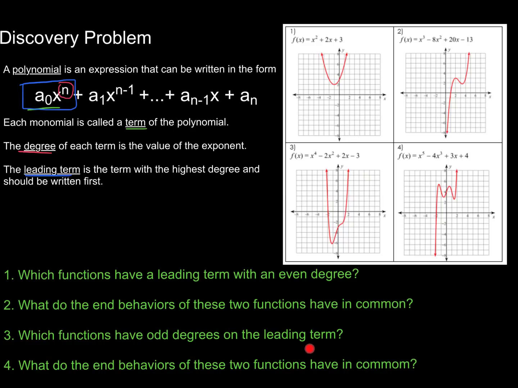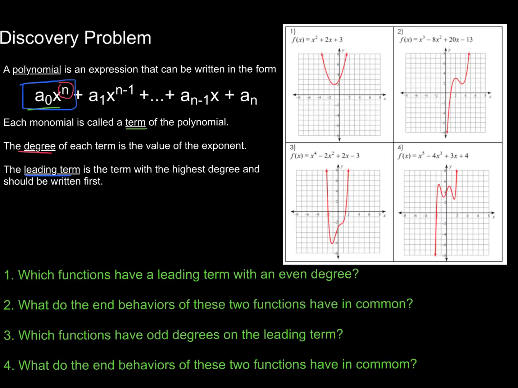For the functions with odd degrees in the leading term, the cubic and the quintic, we notice that the end behaviors of these 2 functions are different from one another. So whatever's happening as we move to the end of the function on the left is going to be the opposite as we move towards the end of the function on the right. Here it's decreasing, getting more and more negative, and over here it's getting more and more positive. For the quintic, same is true, right? As I move to the end of the function on the left, it's getting more and more negative, and as I move towards the end of the function on the right, it's getting more and more positive.